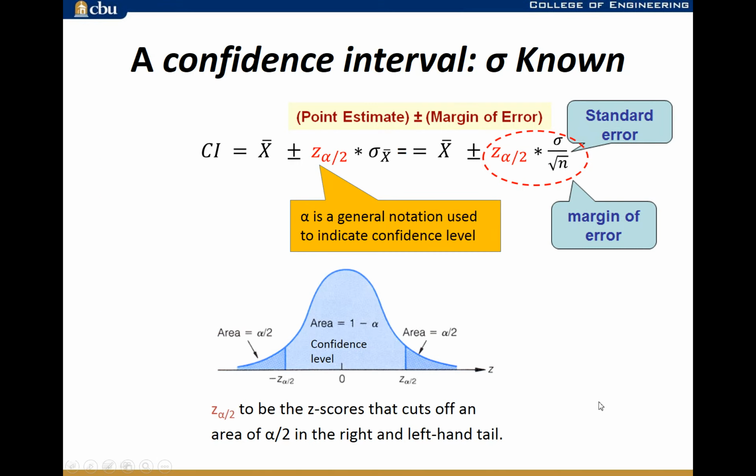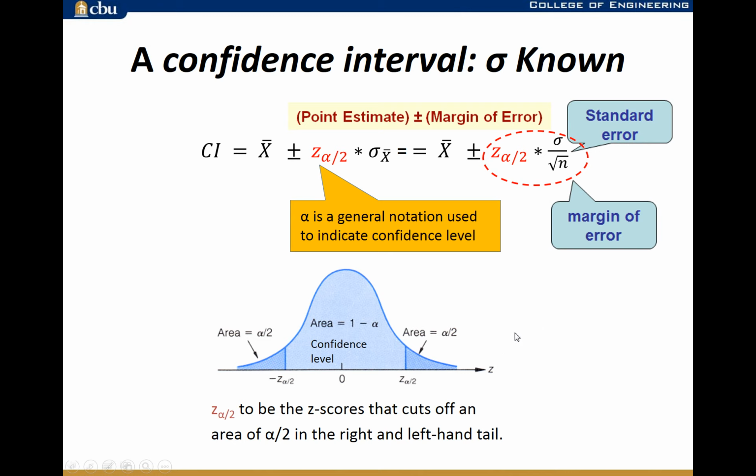So we can do this now by the equations, right? We do the calculation and follow that, and then we can find the boundary. And then we can find the confidence interval if sigma is known. Okay, sigma is known, so we know the standard deviation.